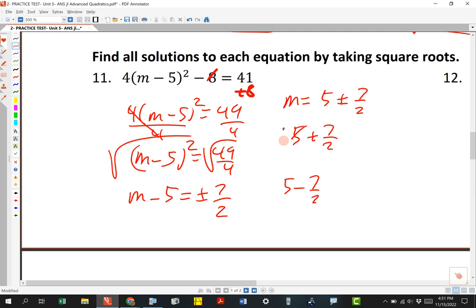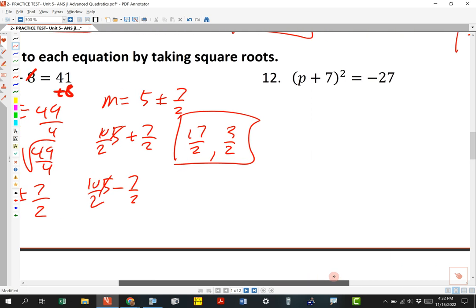And if we get a common denominator, this is 10 halves. So it's going to be 10 halves plus 7 halves. That's going to be 17 halves. That's one of the answers. And 10 halves minus 7 halves, that's going to be 3 halves. So 3 halves is the other answer. Okay, so those are the two answers on that one. Pretty nice numbers on that one.